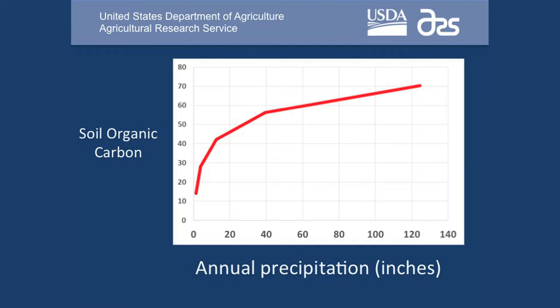Annual precipitation and soil organic carbon. These curves, don't worry too much. These are tons per acre of carbon, but this is kind of for a generic soil. You have to pick one because these things interact, so we're just picking one and showing you the shape of the curve. If you're in the desert, you go from very little, a few inches of rain, to 10 inches of rain, you get a big increase in soil organic carbon.